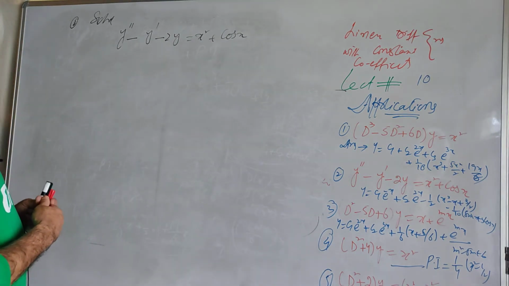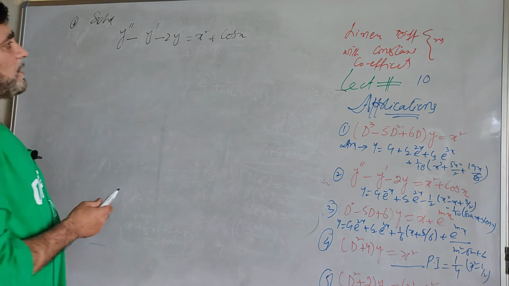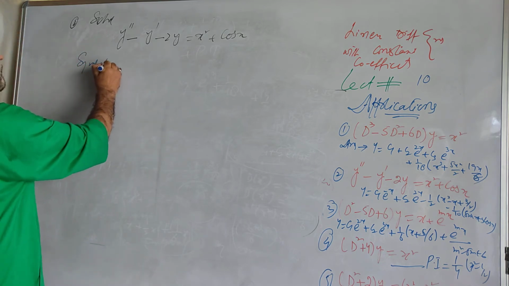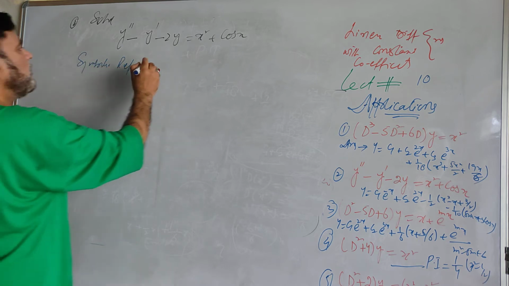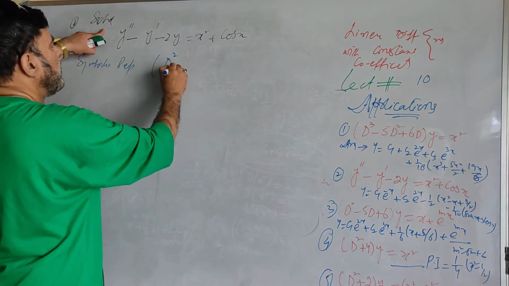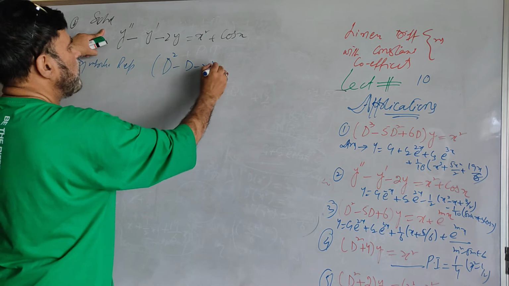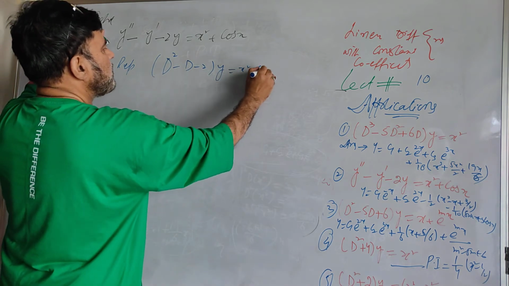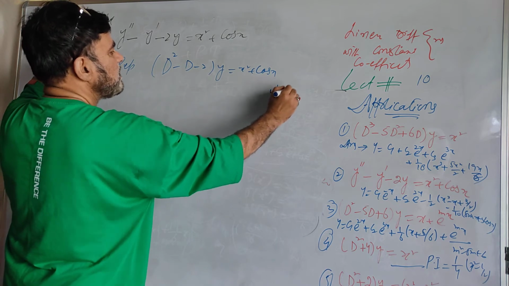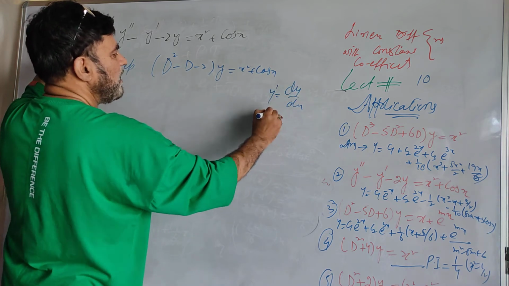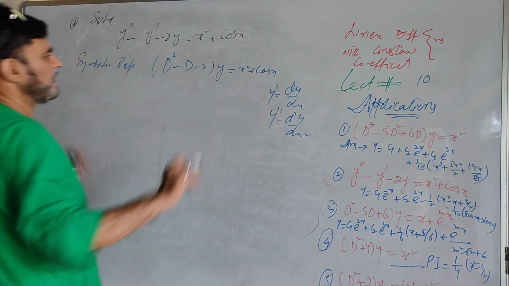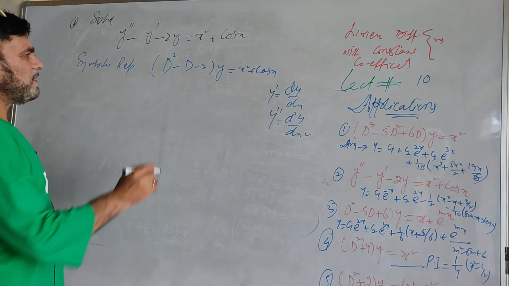The trigonometric part. Now its symbolic representation will be d square minus d minus 2, y is equal to x square plus cos x, because your y dash is dy by dx and your y double dash is d2y by dx square. Here you can do. Now I leave this to you.